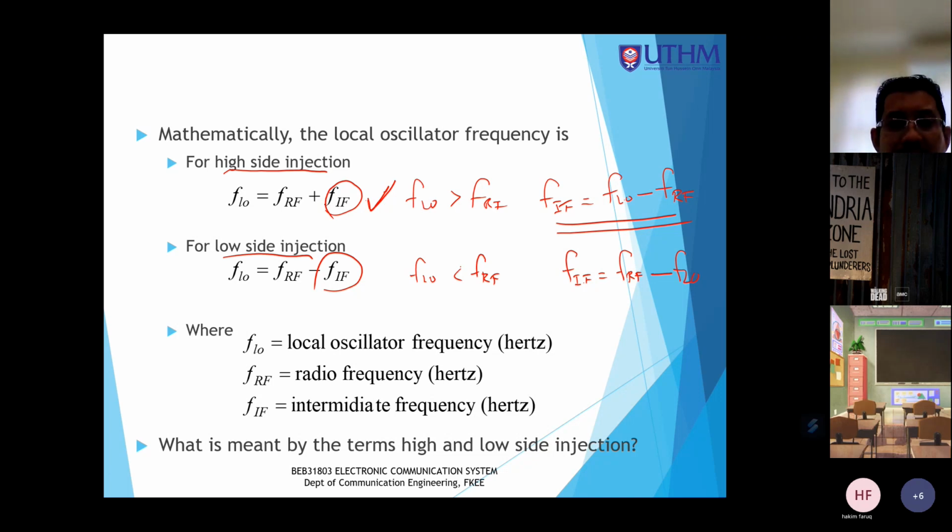Okay. So ini pernah ditanya, very simple lah soalan simple sangat. Apakah itu high side injection? Apakah itu low side injection? Okay, pernah ditanya long time ago.